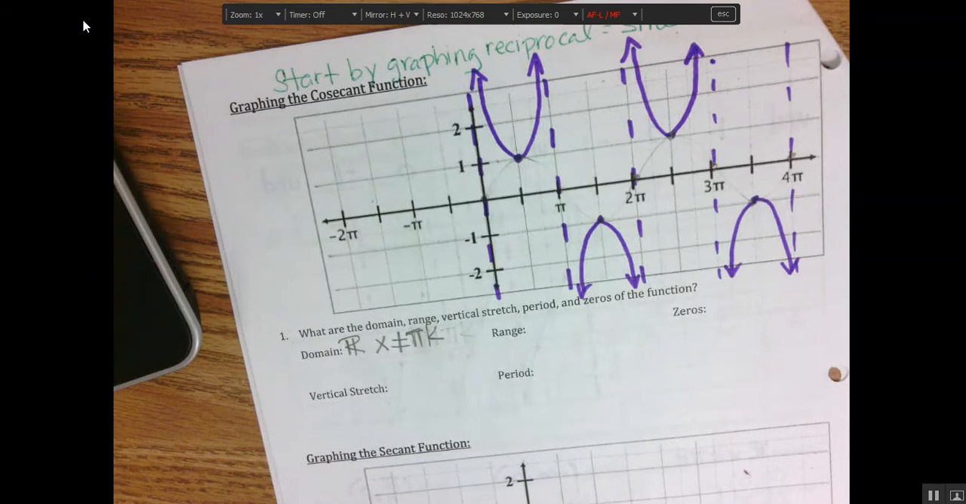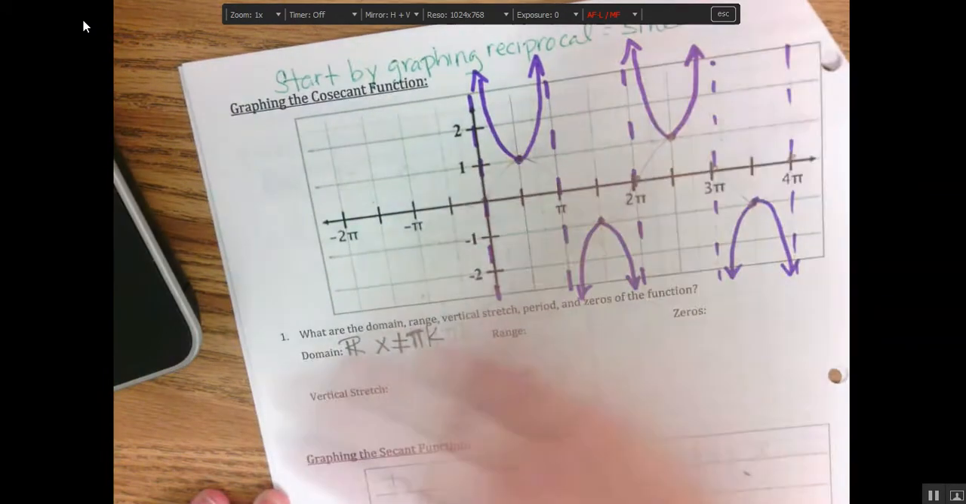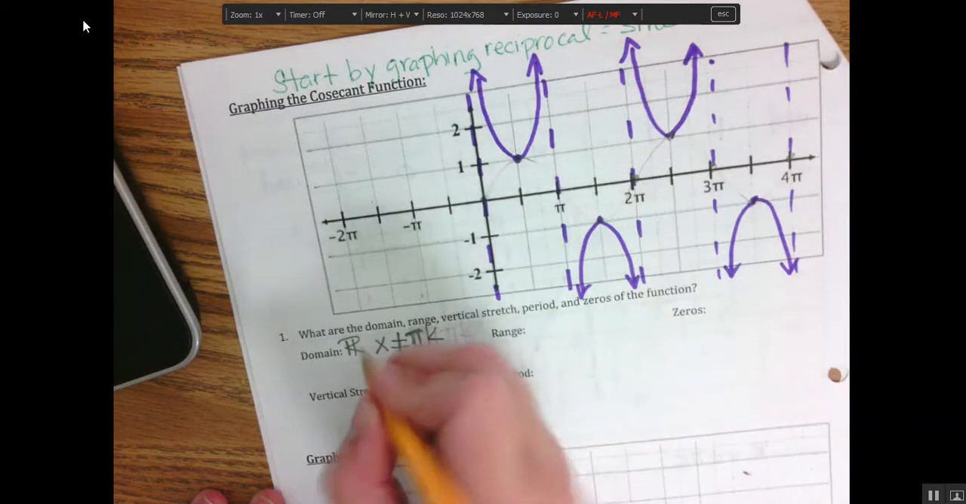It can't be 1 pi, 2 pi, 3 pi, 4 pi. Can't be any pi. Okay. As long as k is an integer. Did you guys hear that? Because I forgot to mention it. K has to be an integer.